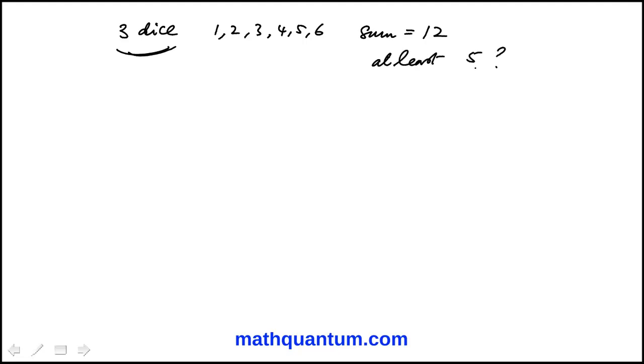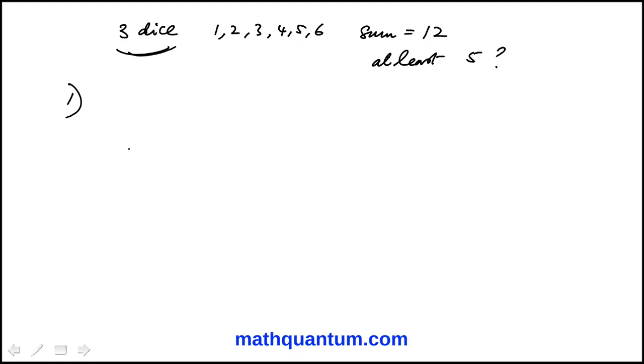So we're given 3 dice here, and each one has 6 sides, and the numbers are 1, 2, 3, 4, 5, 6 on the 6 faces. And the condition we're given is that the sum of the 3 numbers that are facing up when you toss these 3 dice is 12. Question is, is at least one of the numbers 5? So it's a yes/no question.